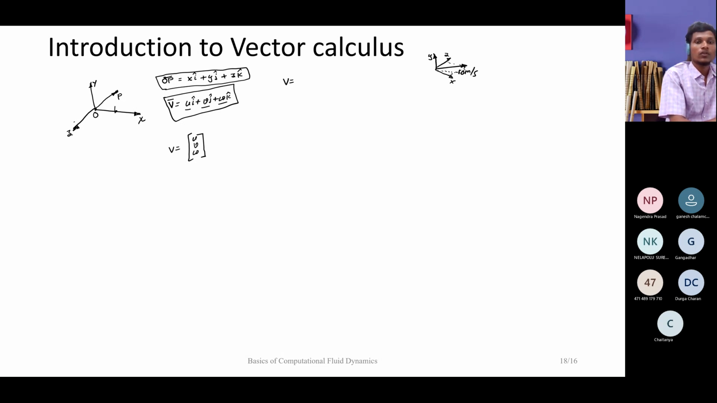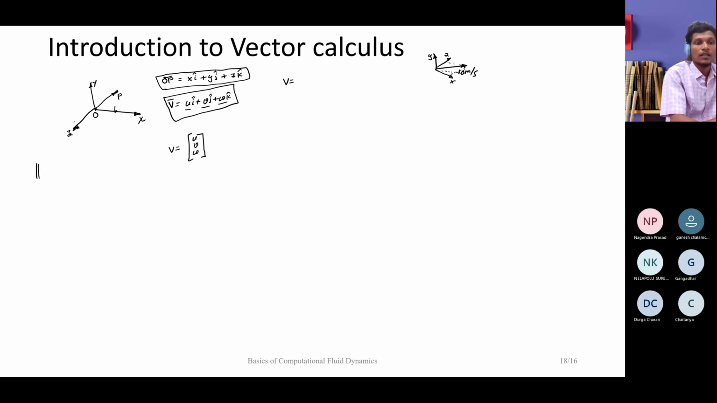Because I have a u vector, v vector, and w vector, I am indicating it as v equals u, v, and w. Okay. And then vector operations can be involved as a matrix operation. Those details we can see later. But vectors can be transformed to the matrix for our easy manipulation in handling the data in our computational fluid dynamics.